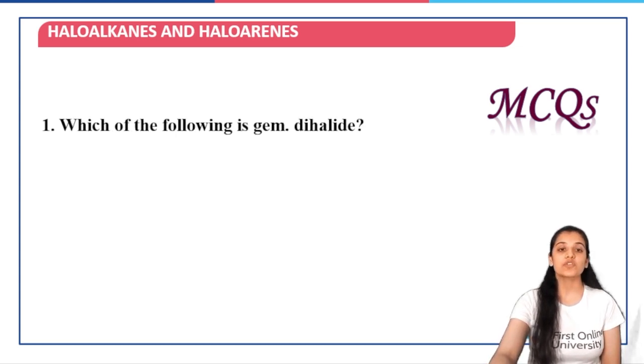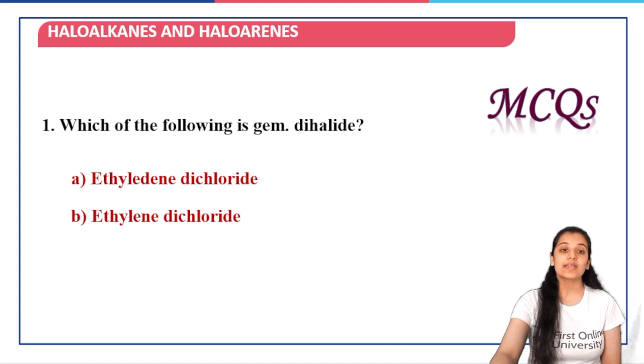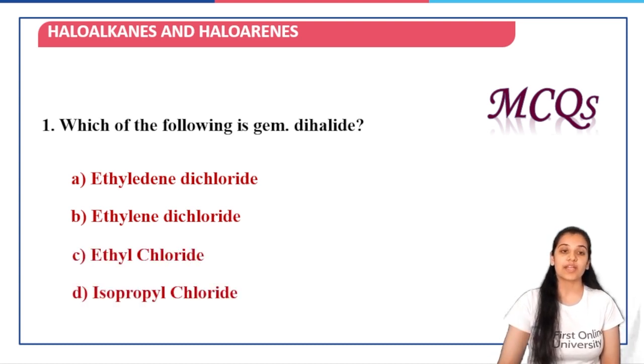Now, based on this, let us do a few concept checks. First question is, which of the following is geminal dihalide? So you will have to draw these structures and then identify: ethylene dichloride, ethylidene dichloride, ethyl chloride, and isopropyl chloride. So option C and D go out of picture because here it is just the monohaloalkane that is being talked about. We'll talk about A and B now.